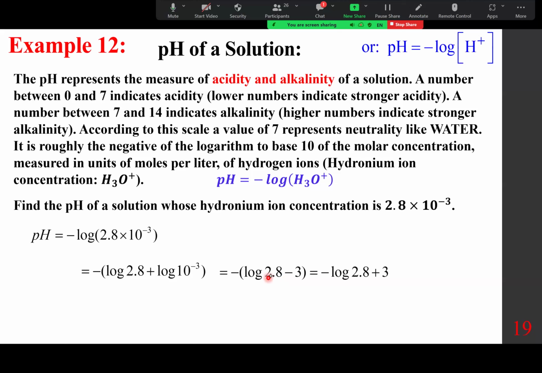And it's important to know that because we're talking about 10 as the base, everybody, log 1 is 0, log 10 is 1, and log 2.8 is somewhere between 0 and 1. With negative 3, and then times negative, we get minus log 2.8 plus 3. This number is a little bit less than 3, which definitely is less than 7, and definitely it's acidic. If you put it into a calculator, you get 2.55.